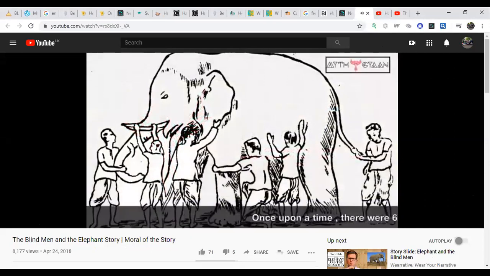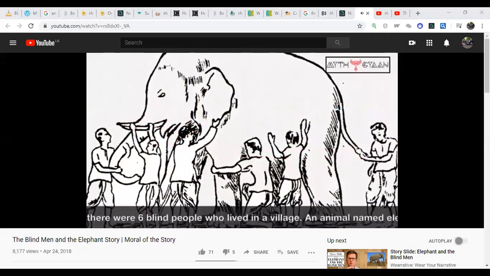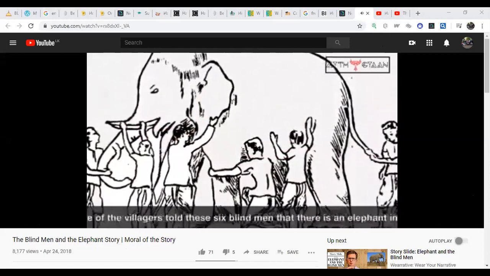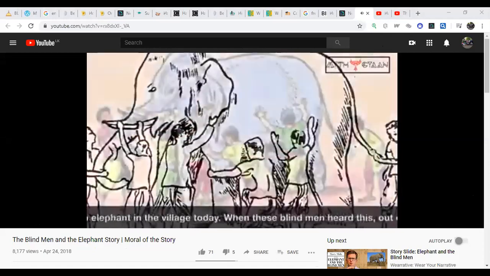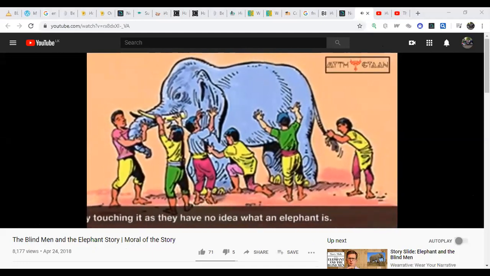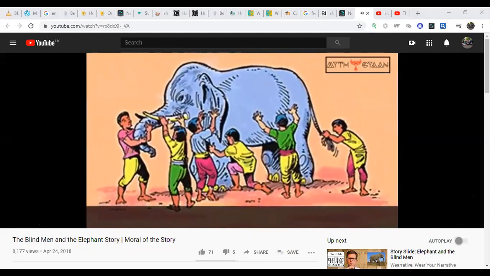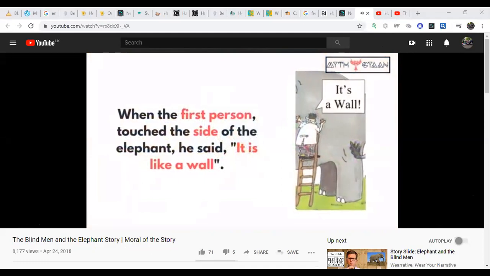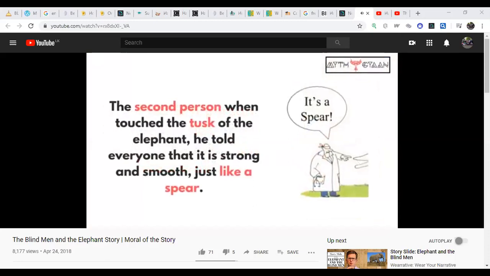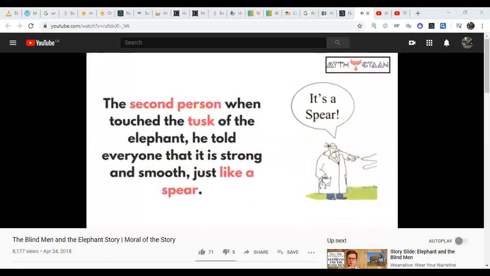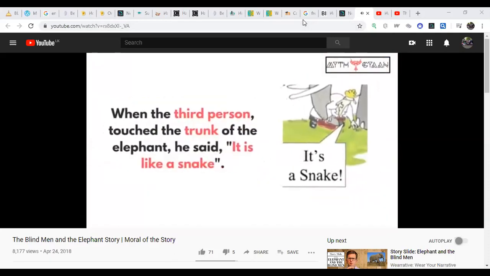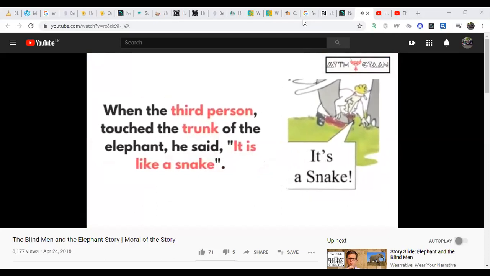Once upon a time, there were 6 blind people who lived in a village. An animal named elephant has been brought to the village. One of the villagers told these 6 blind men that there is an elephant in the village today. When these blind men heard this, out of curiosity, they wanted to experience it by touching it, as they had no idea what an elephant is. When the first person touched the side of the elephant, he said, "It is like a wall." The second person when touched the tusk of the elephant, He told everyone that it is strong and smooth, just like a spear. When the third person touched the trunk of the elephant, he said, "It is like a snake."